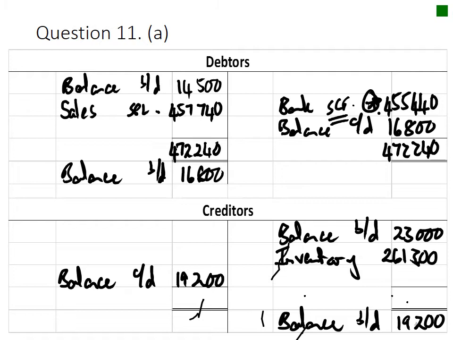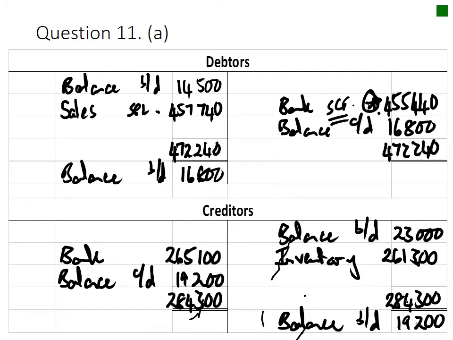So if we add the opening balance plus the amount for inventory, we get 284,300 as the total, which we take across to the other side. And that then leaves us with the amount that we actually paid to the creditors, which will be the balancing amount, where we'll credit bank and debit creditors with 265,100. So this amount is going to go into your statement of cash flows as payments to suppliers, and this amount will be your actual purchases that's going to go into your statement of profit and loss, part of cost of sales.